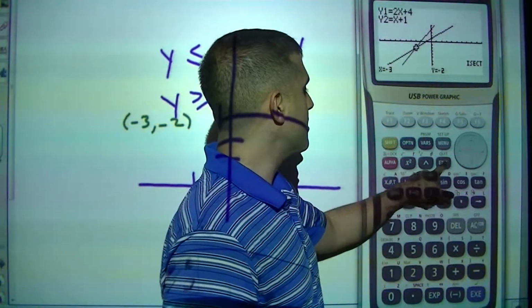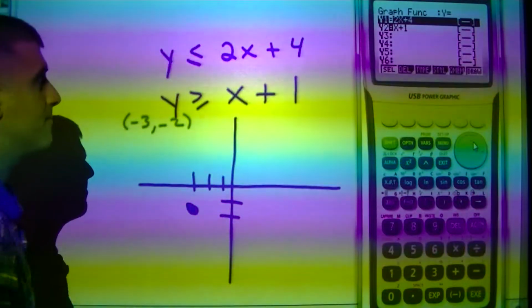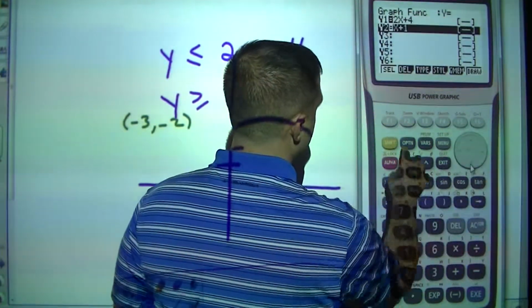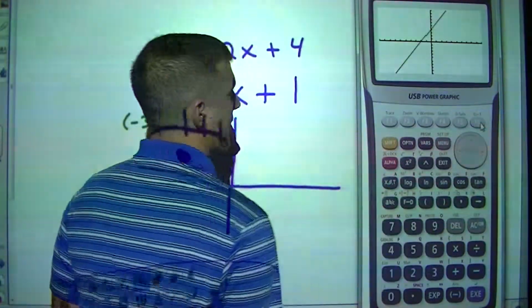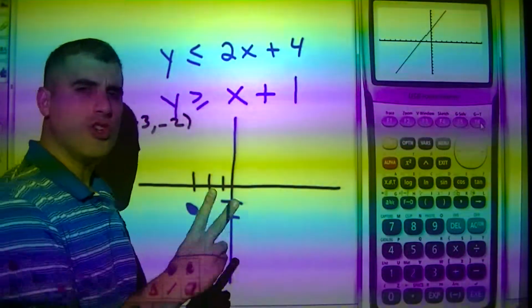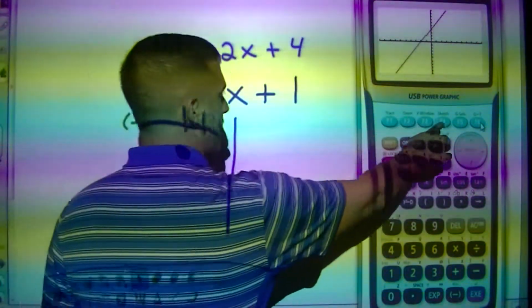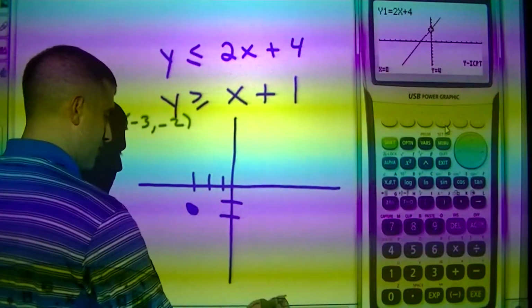Here's what I would do. Let's go back to this. Let's graph them one at a time. I'm going to delete x plus 1 for a second and just graph this. You only need 2 points to make a line. If I go to G-Solve y-intercept, that will tell me it's going to cross at 0, 4.